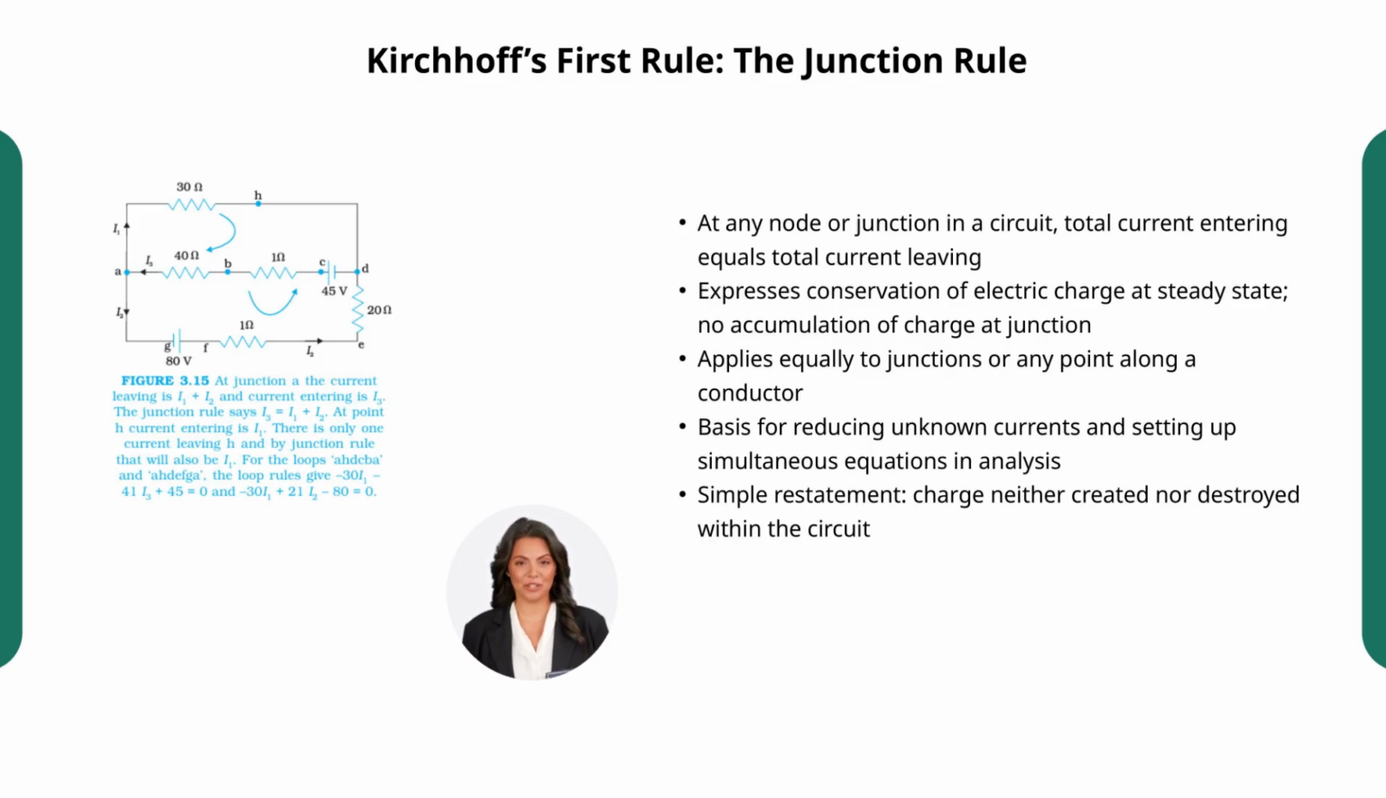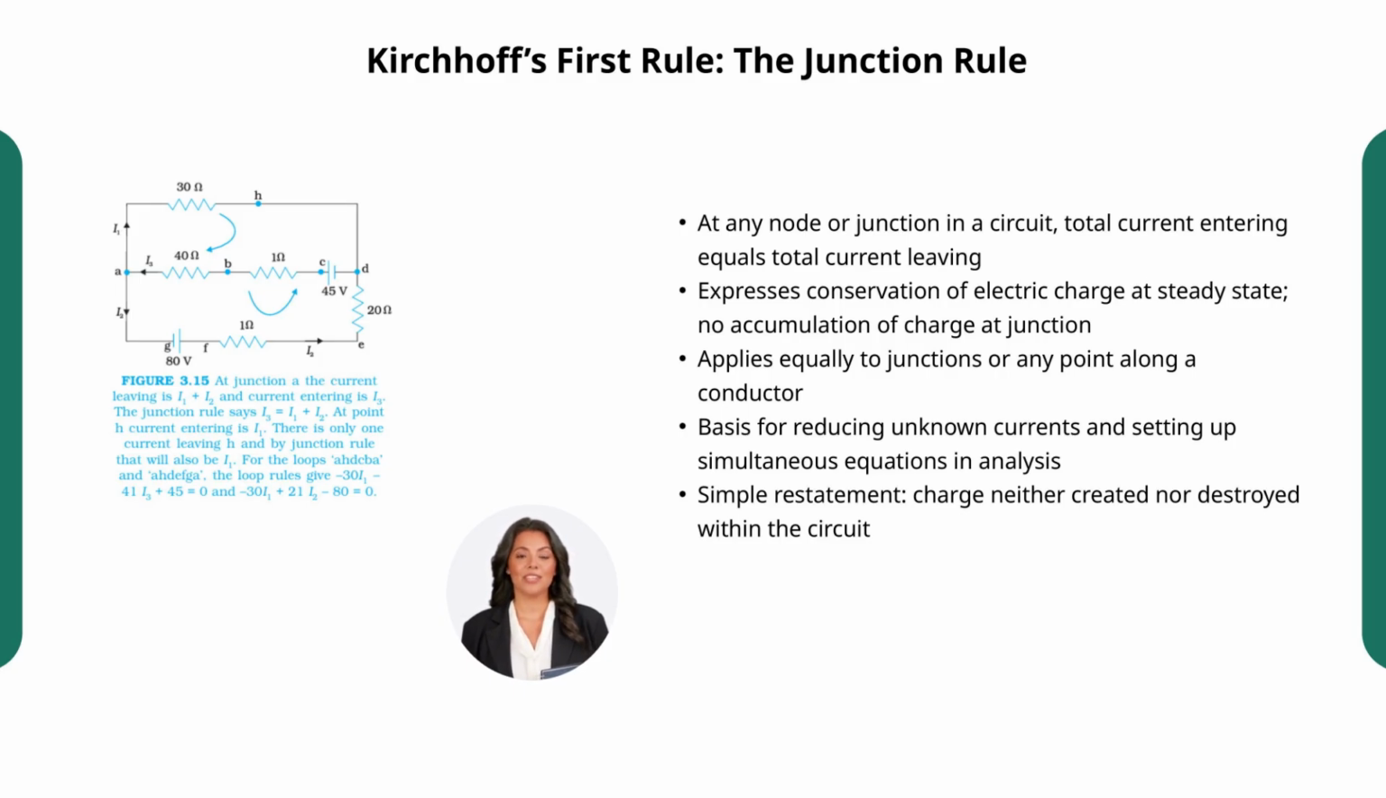The image here shows currents labeled I1, I2, and I3 meeting at a junction point A. The junction rule here would be expressed as I3 equals I1 plus I2, meaning the current I3 enters the junction and splits into I1 and I2 leaving it. Notice that this rule applies to any junction or even a single point along a conductor. By applying this consistently at all junctions in a network, we reduce the number of unknowns and build the system of equations we need to find all currents.